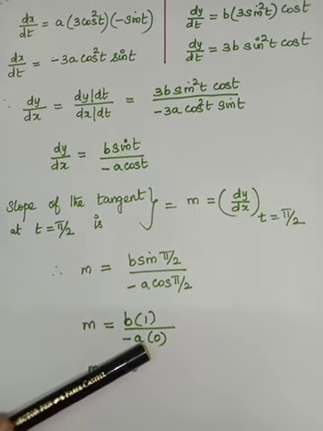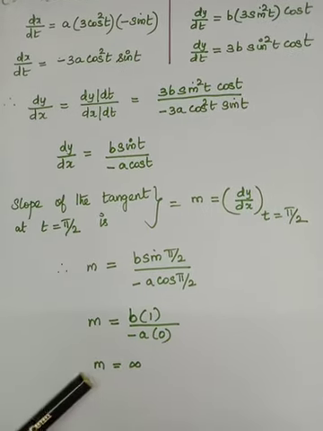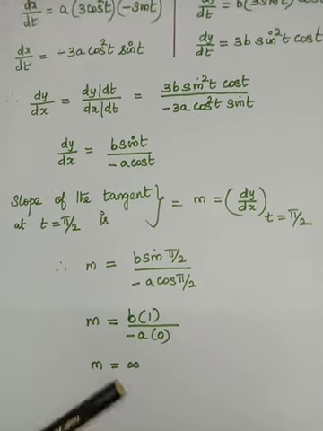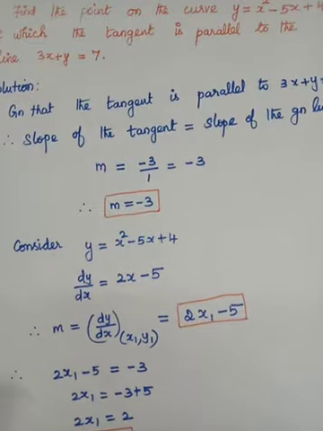Cos pi by 2 is 0. So the denominator is 0. So m tends to infinity. Okay. So we'll come to the second problem.